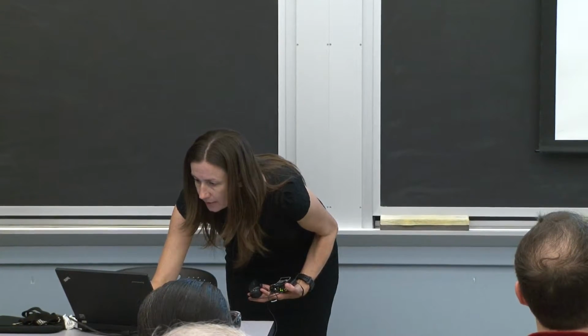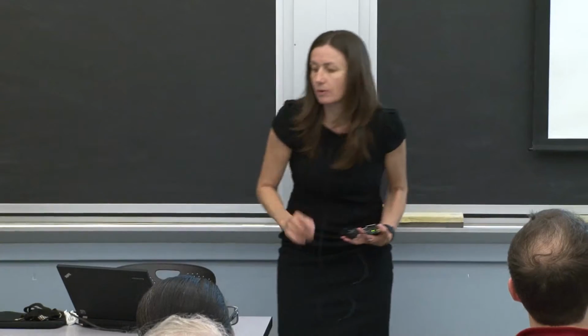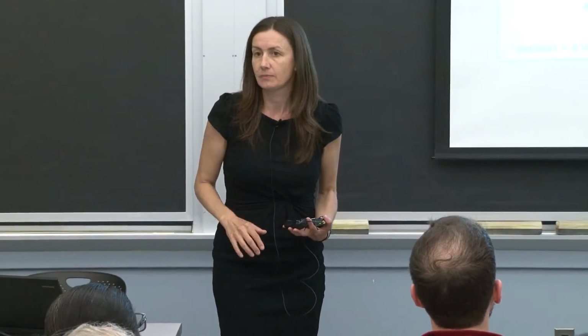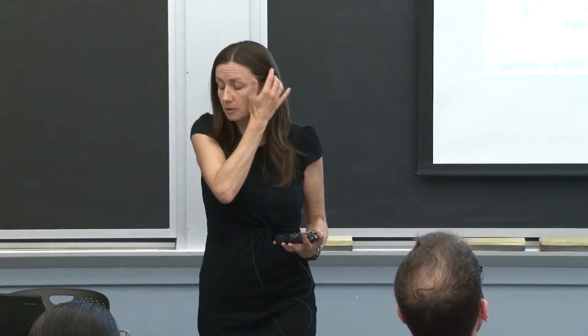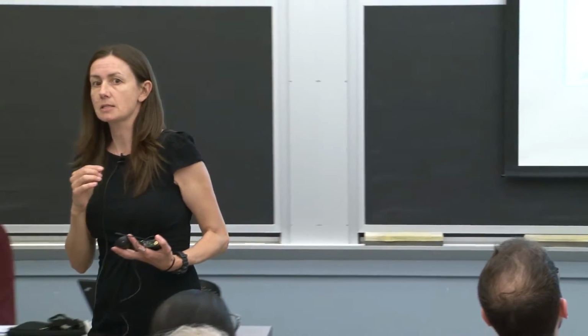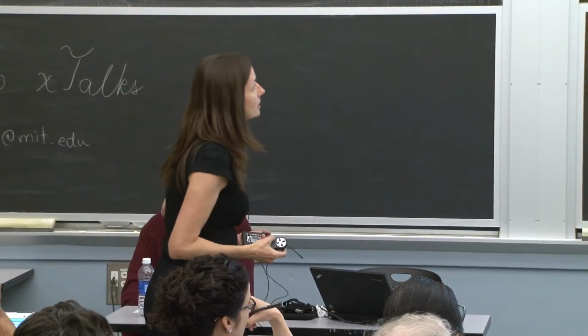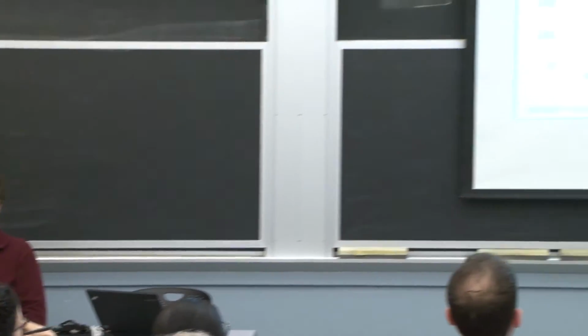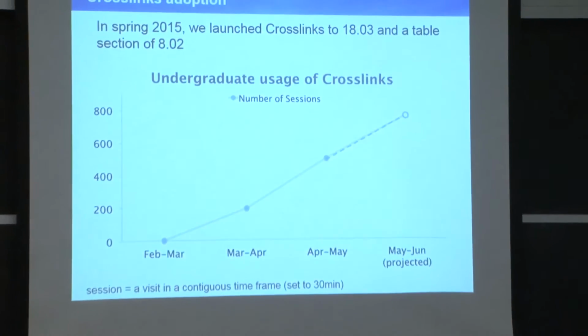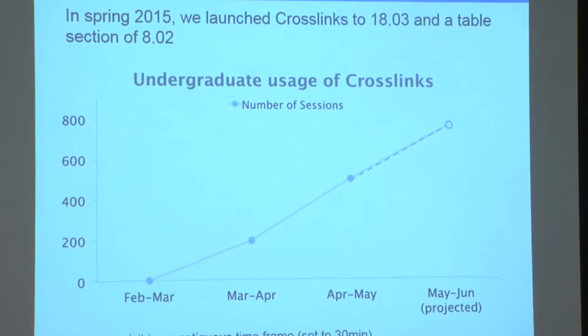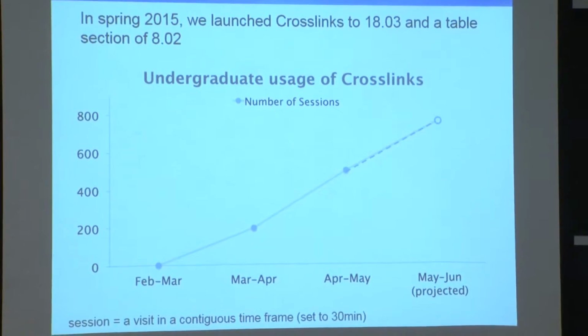Okay, so then on the final part, the other thing that Luann has been doing is, first of all, a lot of marketing to promote crosslinks, and then studies to measure impact, and also interviews with students. So I'm going to show you just a little bit of those data. In spring 2015, this semester, we launched crosslinks to 1803 and a table section of 802.